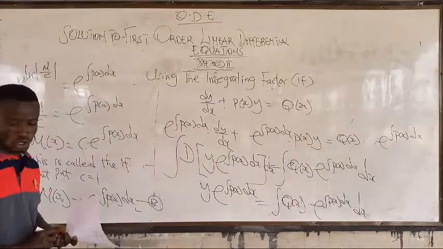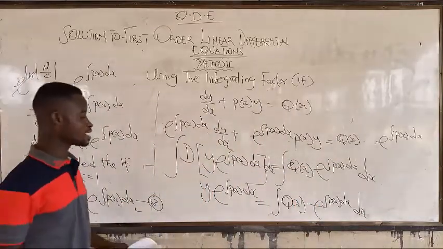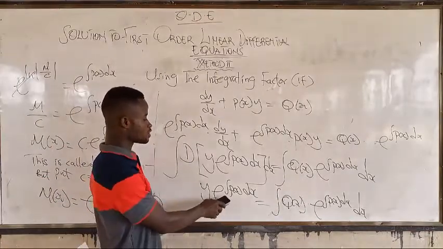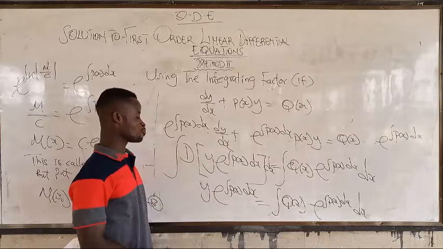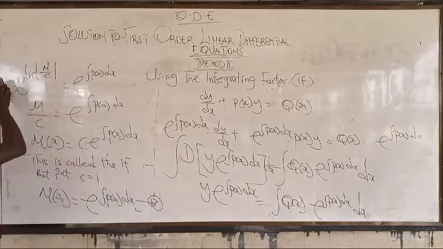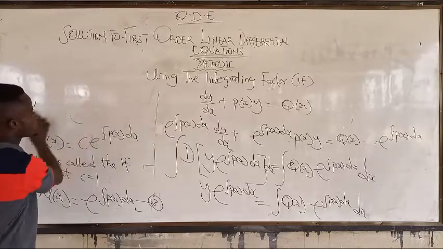Alright, so for us to get the y, we need to divide both sides by this. Alright, so let's look at that.